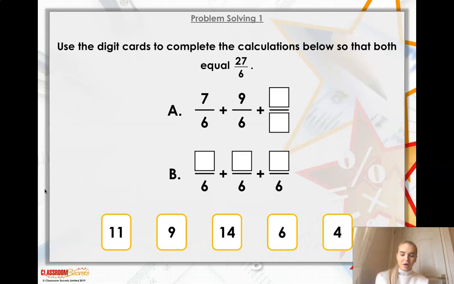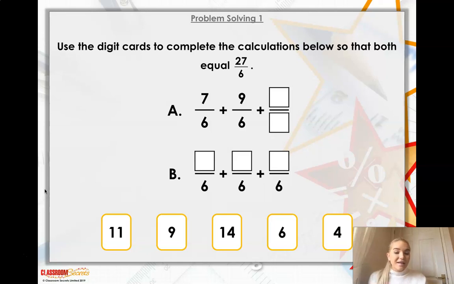But first of all, we can see that in question A, 7/6 add 9/6, add something else. Now, what is 7/6 add 9/6? Can you just pause the video and work that out for me, please? Did you get it right? 7/6 add 9/6 is 11/6. Now, to get from 11 to 27, what do we need to add? That's right, we need to add 11.